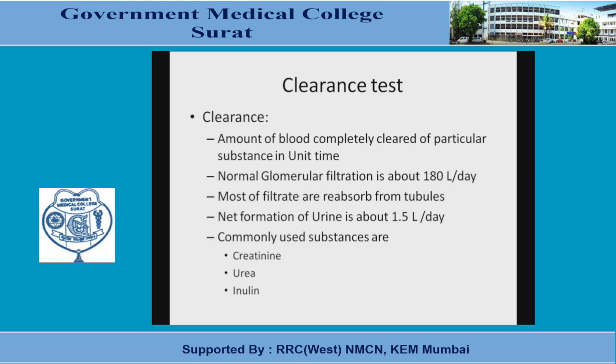Clearance test. What is the meaning of clearance? Clearance is the amount of blood completely cleared of a particular substance in unit time. Suppose we are using creatinine. The amount of blood completely cleared of creatinine per minute is known as creatinine clearance. The amount of blood completely cleared of urea in a minute is known as the urea clearance test. The same applies to inulin clearance. So overall, mainly three substances are used for the measurement of the clearance.